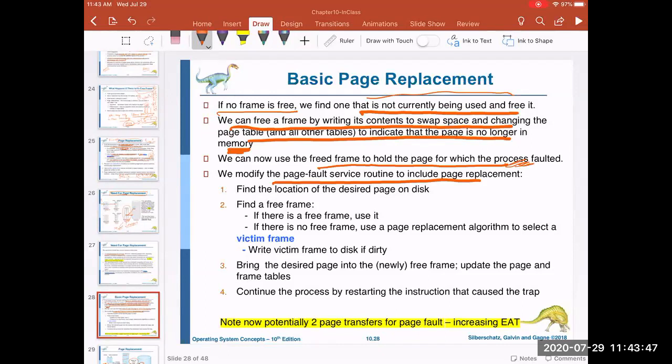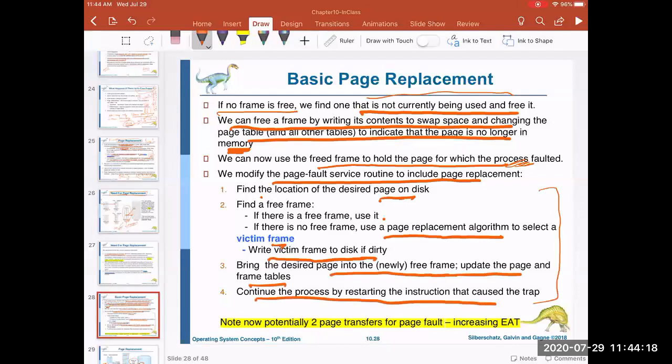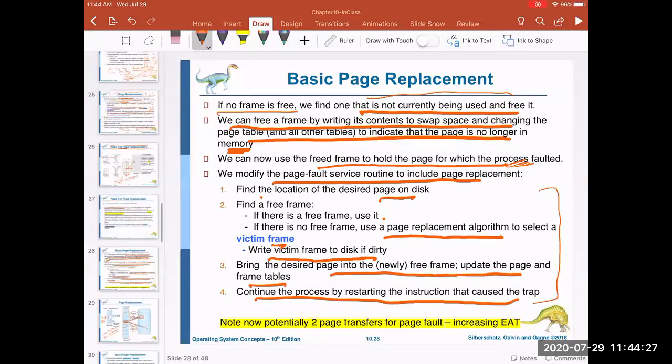And in that case, our algorithm, which we discussed in the previous lecture, would be modified. Find the location of the desired page on the disk. Find a free frame. If a free frame is available, use it. If there is no free frame, then use a page replacement algorithm to select the victim frame. Write the victim frame to the disk, bring the desired page into the newly freed frame, update the page table, and continue the process by restarting the instruction that caused the trap. So these are the steps followed when we are using a page replacement algorithm.